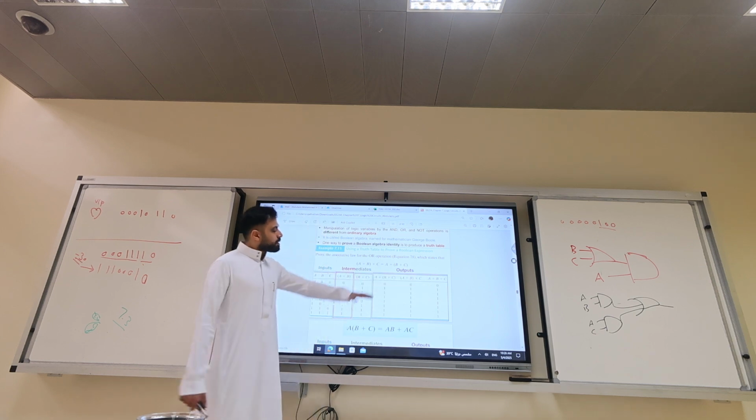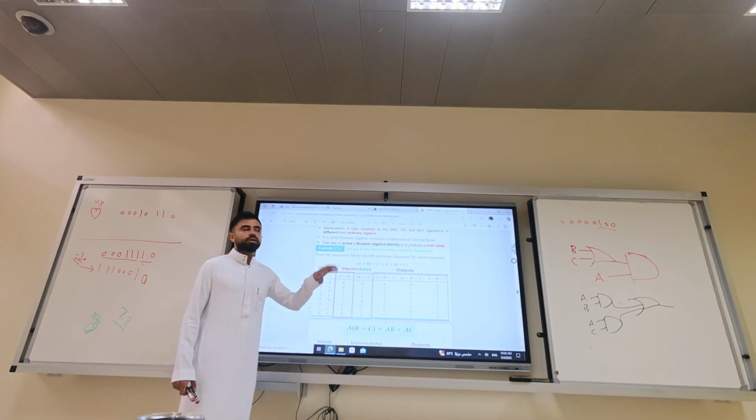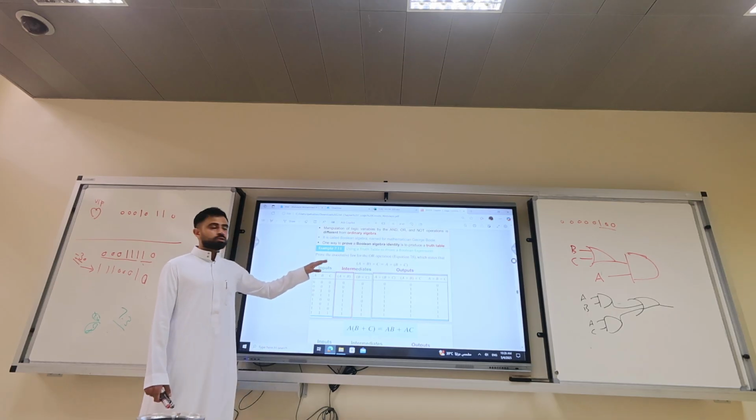Now we can prove that all the outputs are the same. So this property is true. So if you get stuck in the exam and you don't know what the right property is, do the truth table.